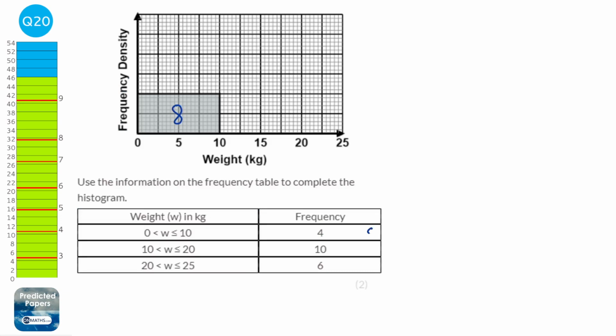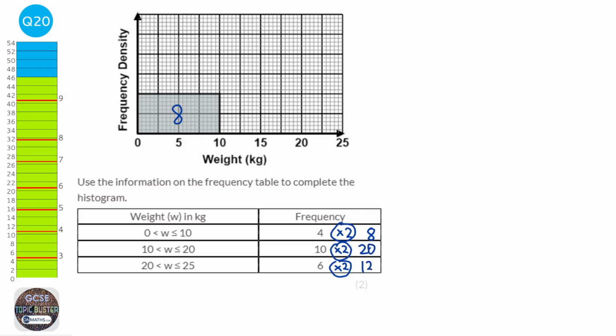So if you look at what we do to get from 8 to 4, or 4 to 8, we obviously times it by 2. So we're going to do that to the other frequencies. We're going to times them by 2, and they'll tell us how many squares we'll need. So we'll need 20 squares and then 12 squares.